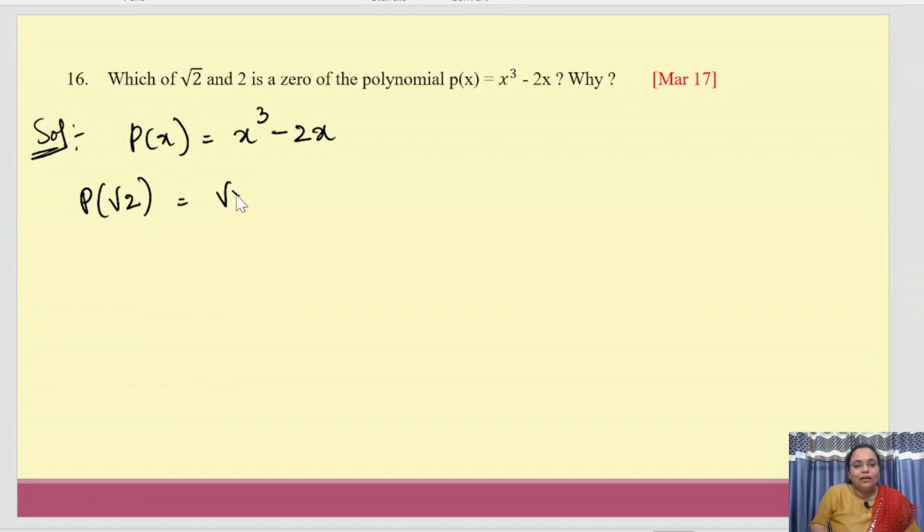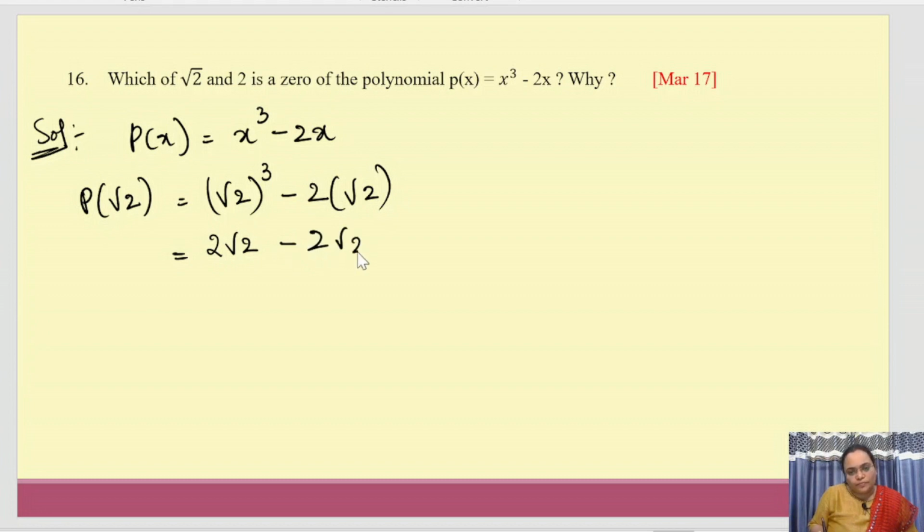So you will get root 2 whole cube minus 2 into root 2, which is root 2 whole cube will be 2 root 2 minus, this is 2 root 2. So 2 root 2 minus 2 root 2 is 0. So we can say that root 2 is the 0 of this polynomial.